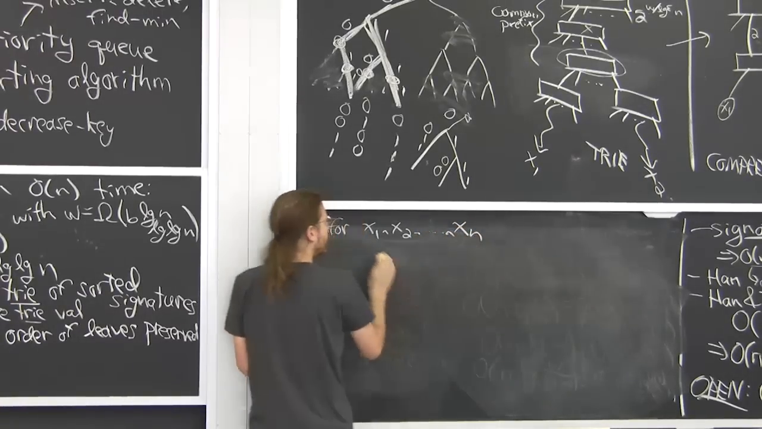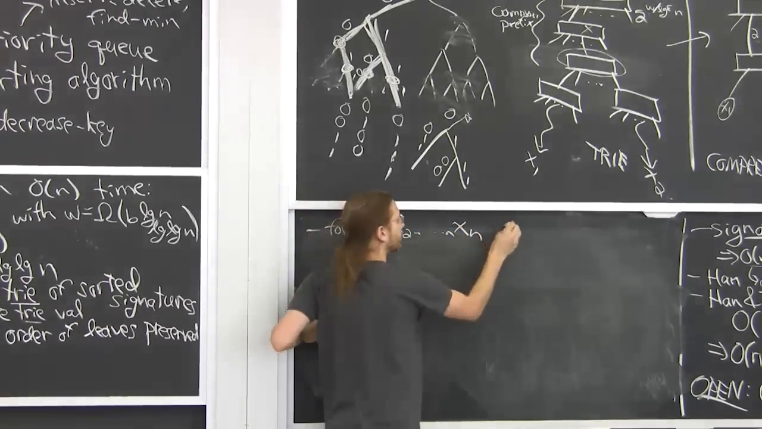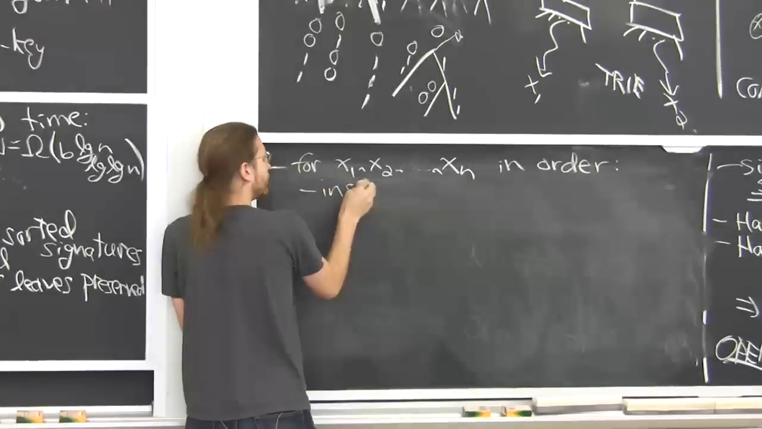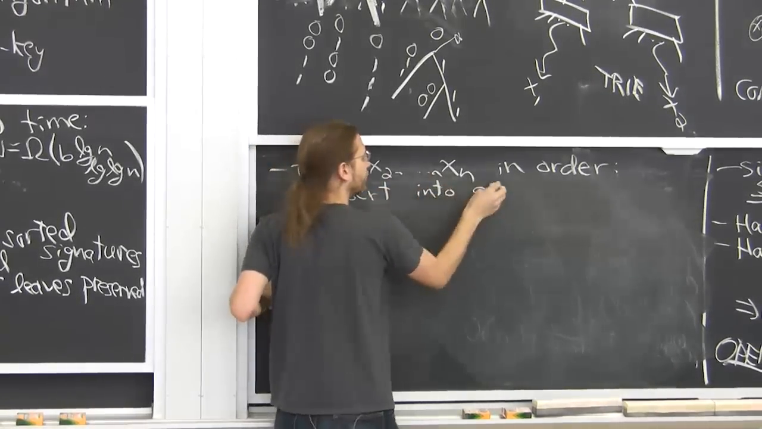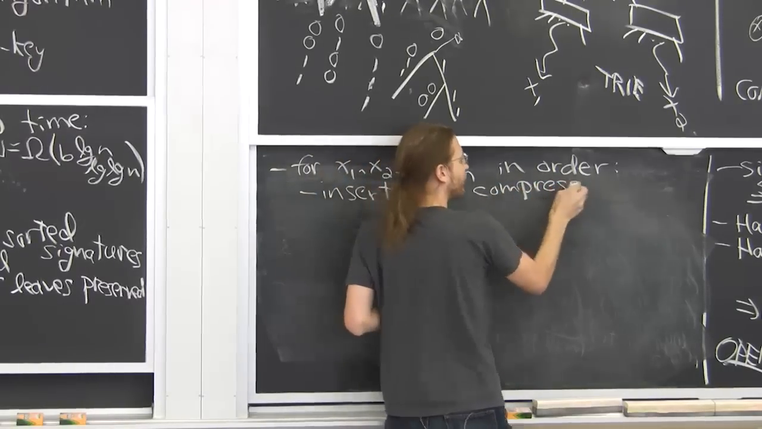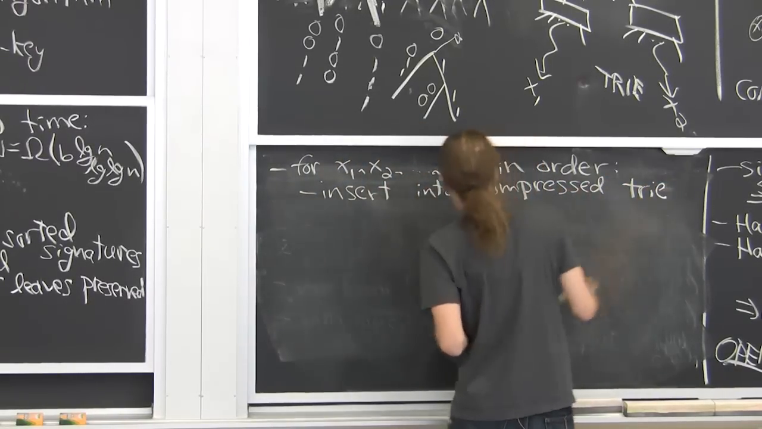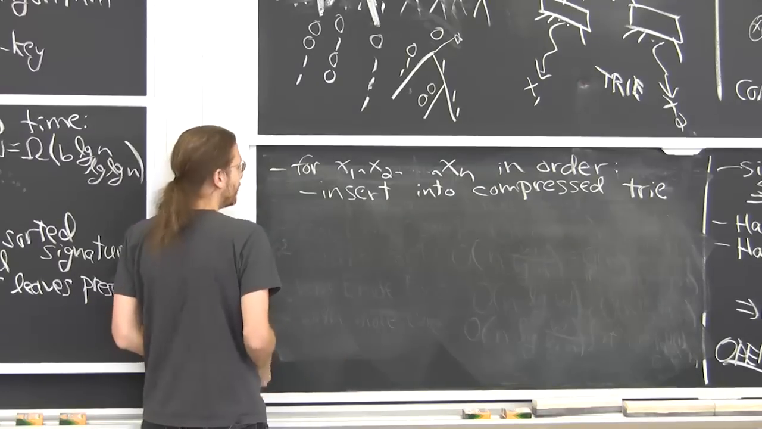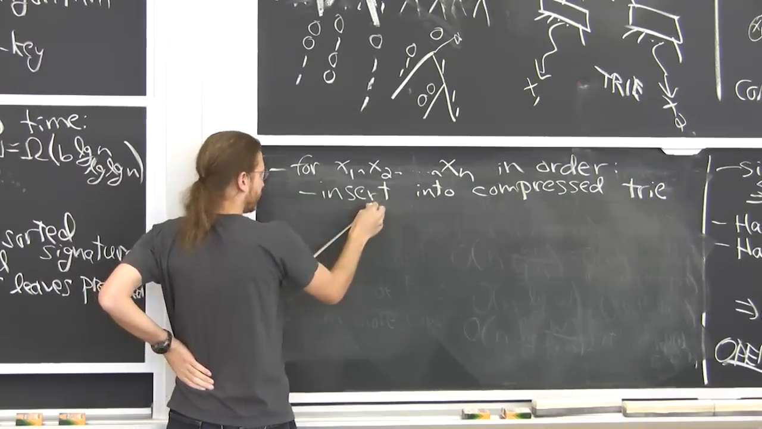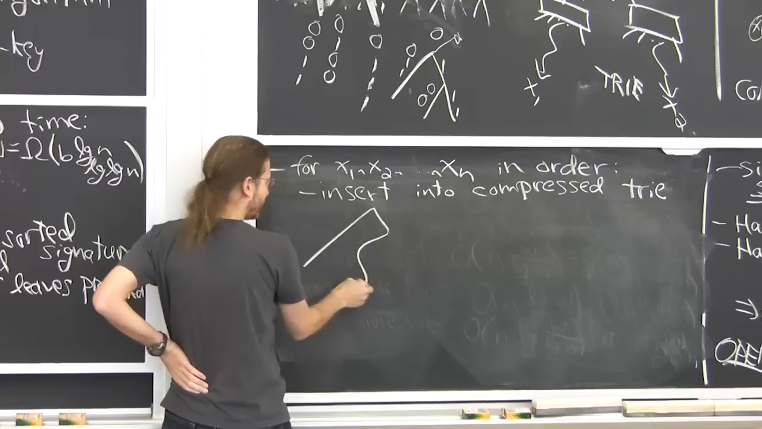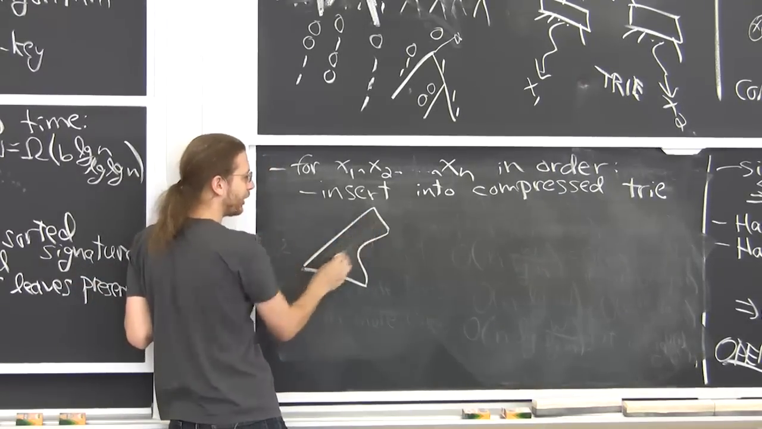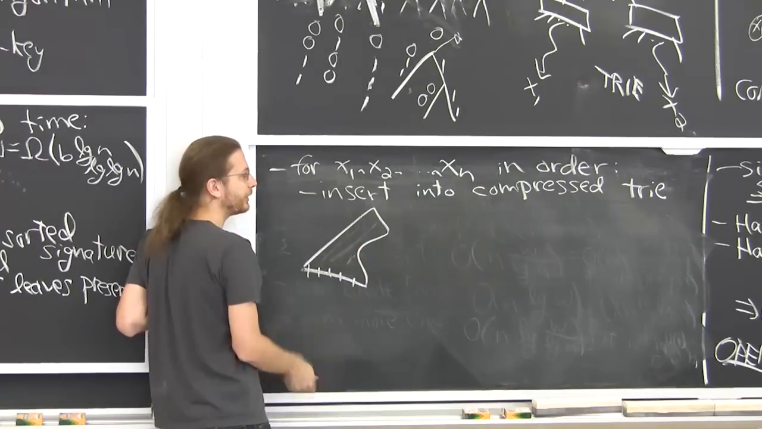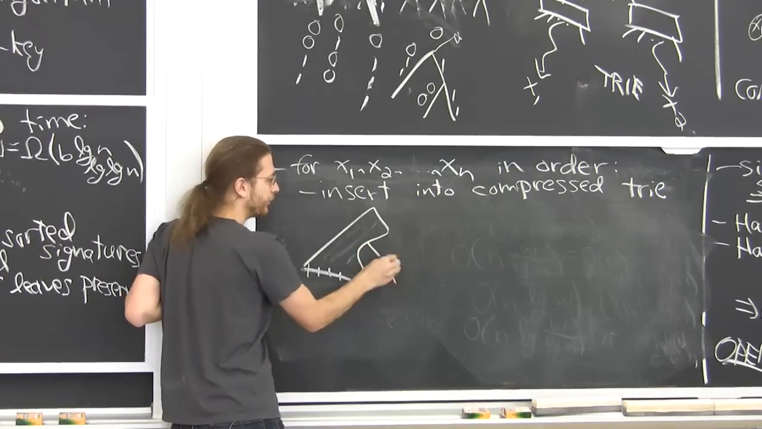We have our items x1 through xn in order. I want to just insert them into the compressed trie. So I start with an empty compressed trie. First thing I do is add x1, so it's just a single leaf. Then I add x2 to the trie, x3 to the trie. In general, I'll have computed, I'm going to draw a picture of a partial trie, something like this. I've computed the left part of the trie already. All these xi's have been done. And now I need to add on the next, say, xi over here somewhere.